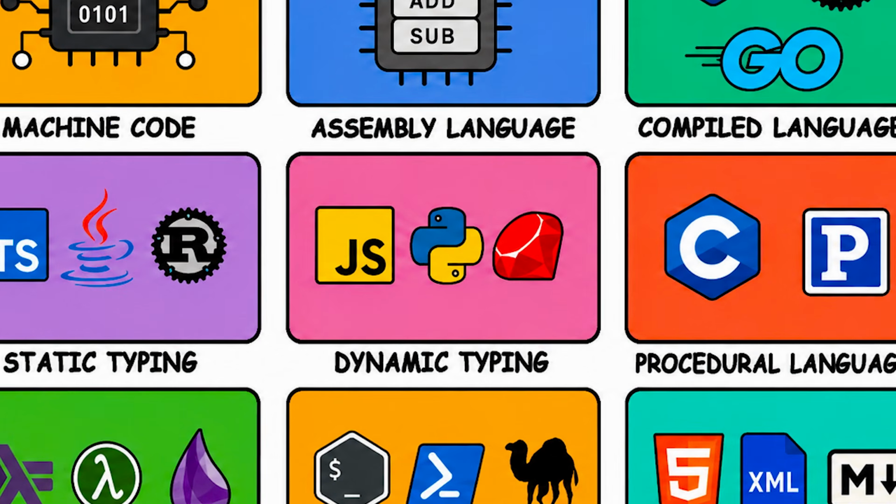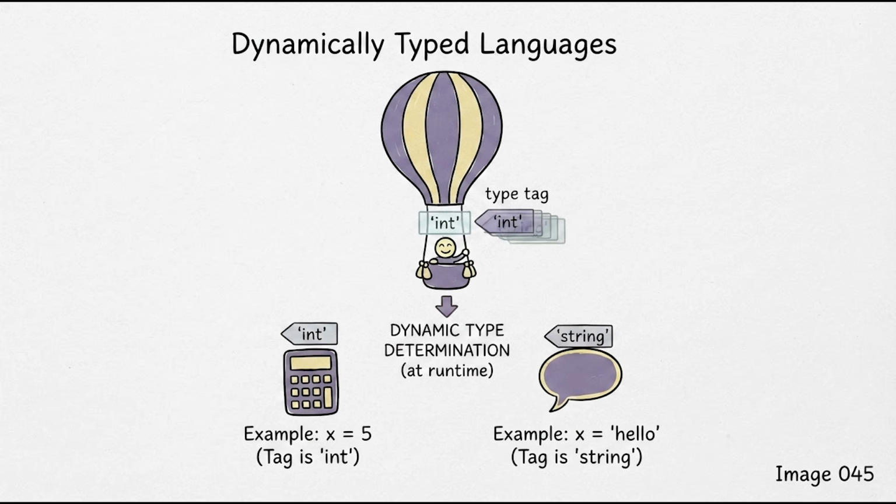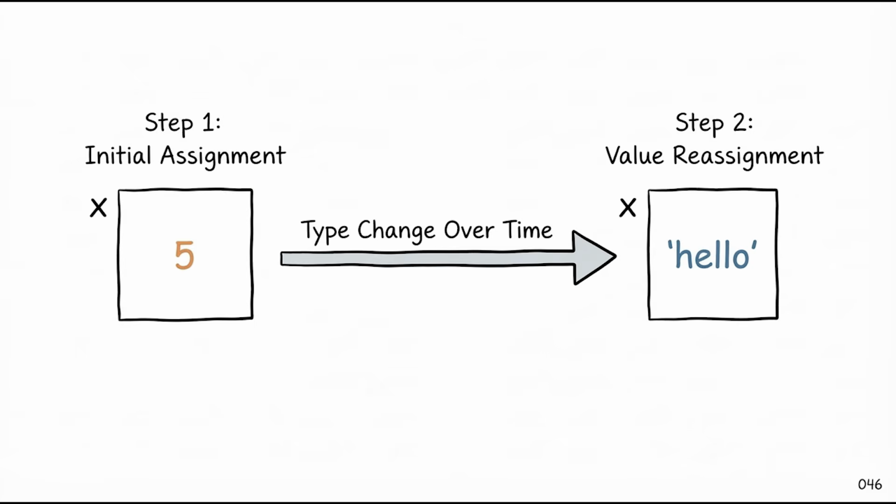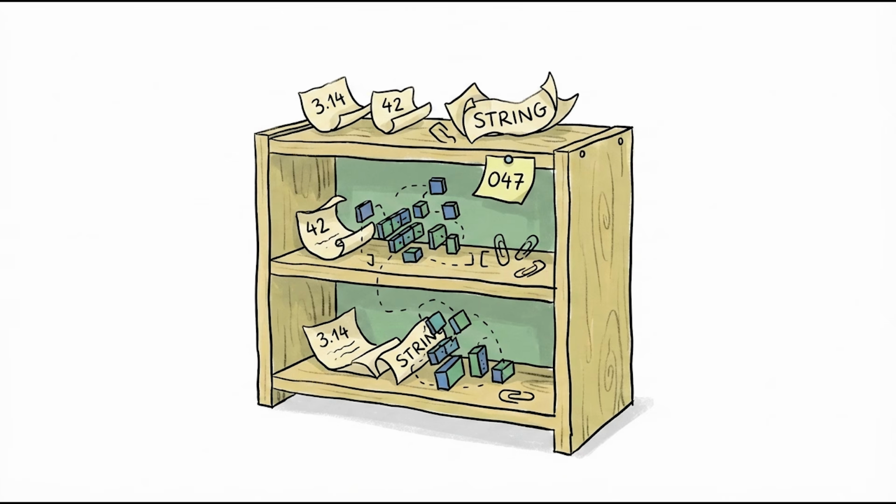Dynamically typed languages. The free spirits of programming. In these languages, types get figured out at runtime. You don't declare them up front. Python, JavaScript, and Ruby all work this way. A variable can hold a number right now and a string 2 lines later. It's like a shelf where you toss whatever fits. Convenient, flexible, and occasionally chaotic.